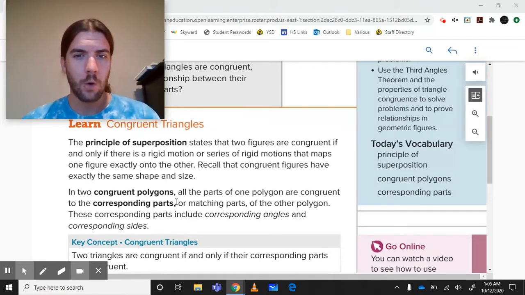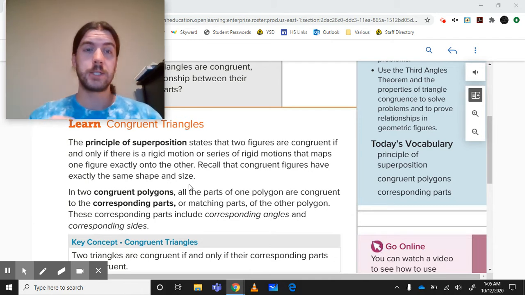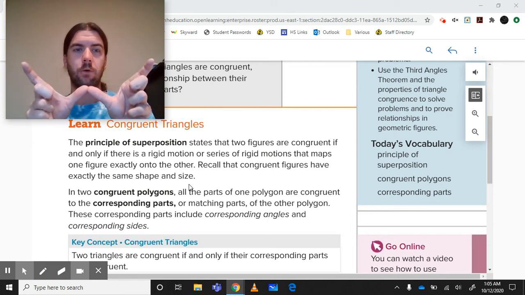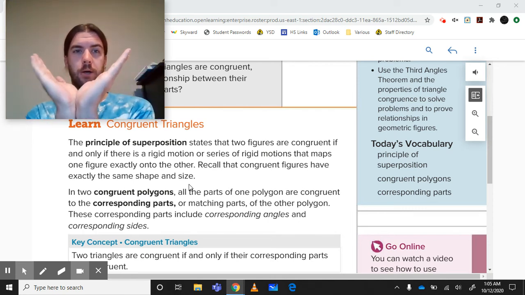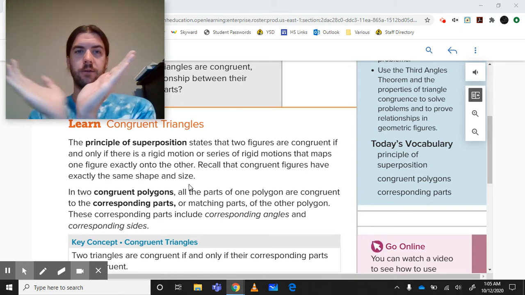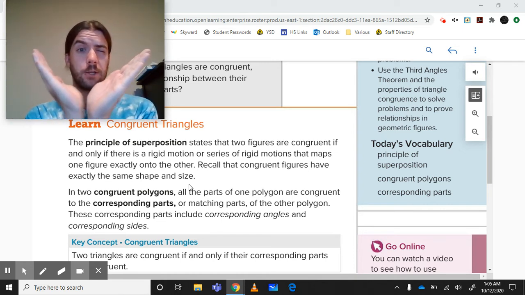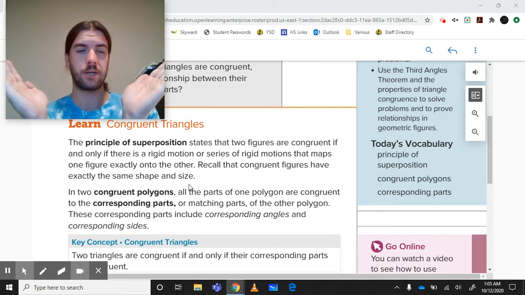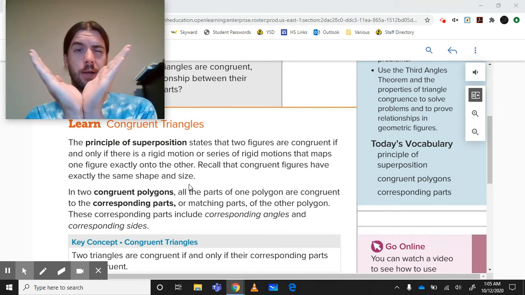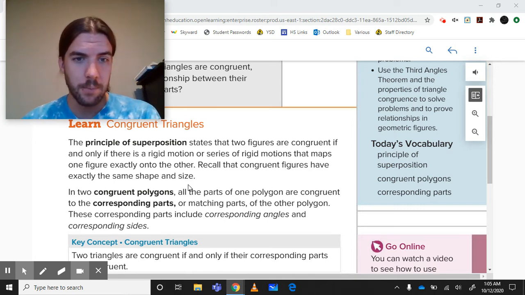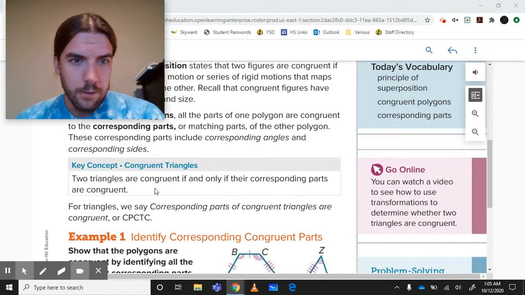corresponding parts or matching parts of the other polygon. What are all the parts of a polygon? Well, there's the sides, like the length of the sides, and then there's the angles. So like if you've got a polygon and it's got some sides here and they meet at a vertex, for it to be congruent with another polygon, you need to have the same lengths of the sides and they need to come together at the same angle. They can't come together at a different angle, right? It needs to be the same angle.